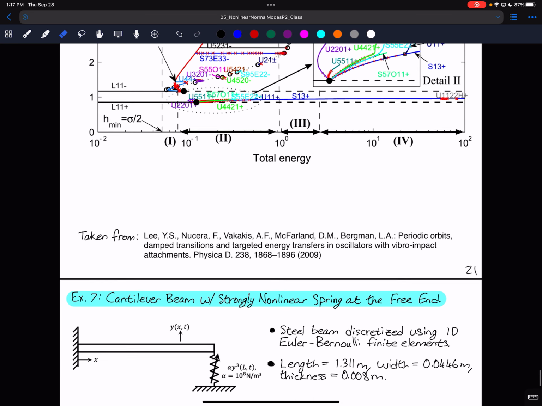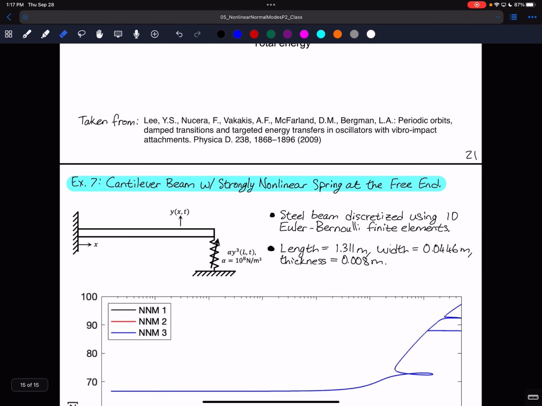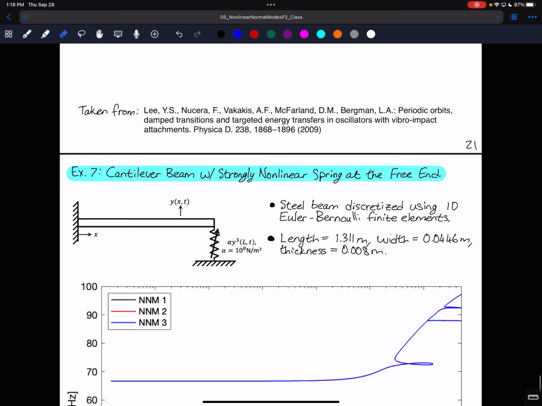All right, our last example is a cantilever beam. This is work that I did previously. It's just a standard cantilever beam with a cubic spring attached to the tip of the beam. It's just standard steel, generic parameters, the material properties for steel, discretized using 10 Euler-Bernoulli finite elements. And the length, width, and thickness are shown there as well.